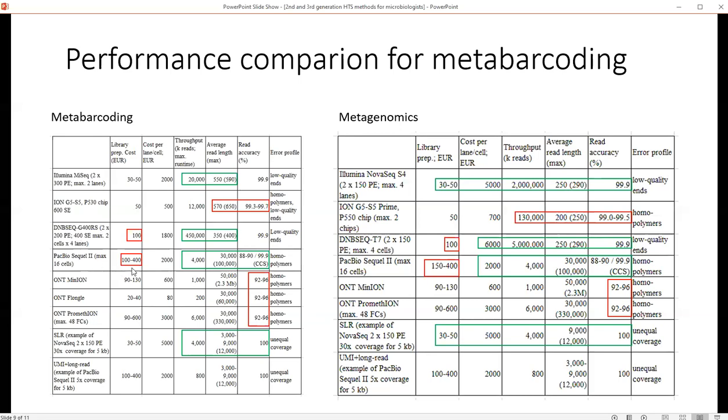For PacBio, library prepping is one of the most costly compared to other platforms. The Sequel 2 has also much improved sequencing capacity, which exceeds 8 times the previous model. So it's 4 million sequences per run, and the average raw read length is 30 kilobases, which is sufficient to cover 3 kb amplicons at 10 times coverage to secure very high quality.